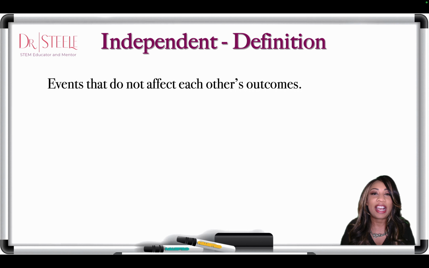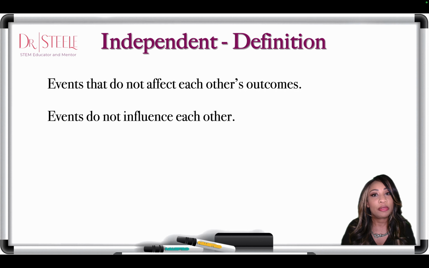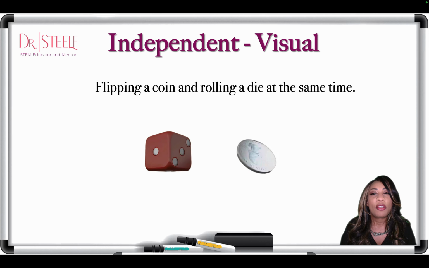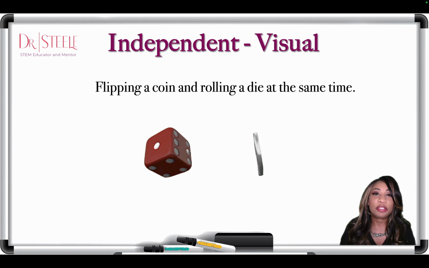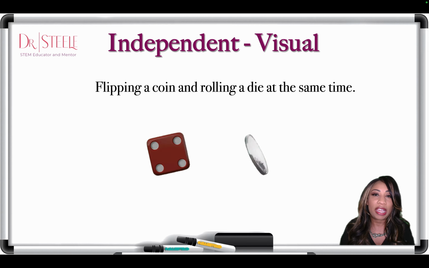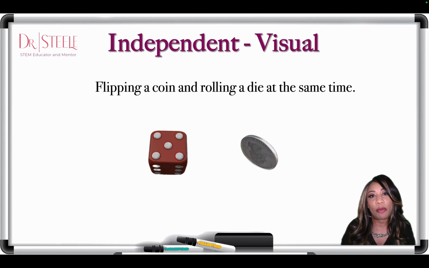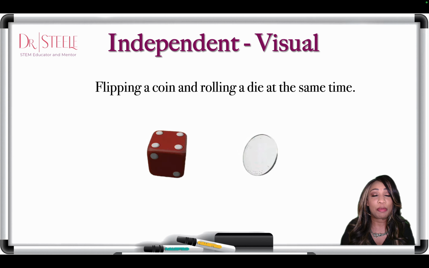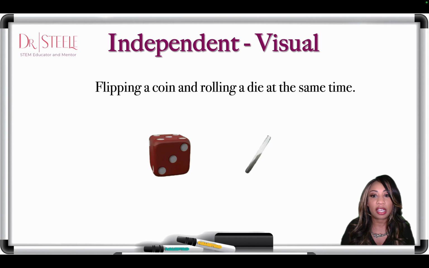So when we think of independent probability, it is events that do not affect each other's outcome, or you can think of it as the events do not influence each other. For example, if I were to flip a coin and roll a die, it doesn't matter what I get when I flip the coin or what I get when I roll the die because they're independent events. One doesn't affect the other.